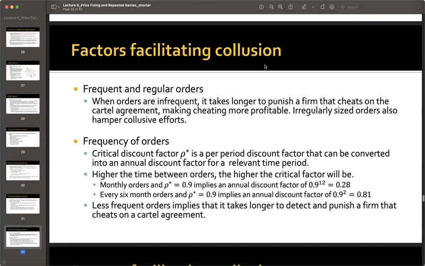Next, frequent or regular orders. When orders are infrequent, it takes longer to punish a firm that cheats on the cartel agreement, making cheating more profitable. Irregularly sized orders also hamper collusive efforts.